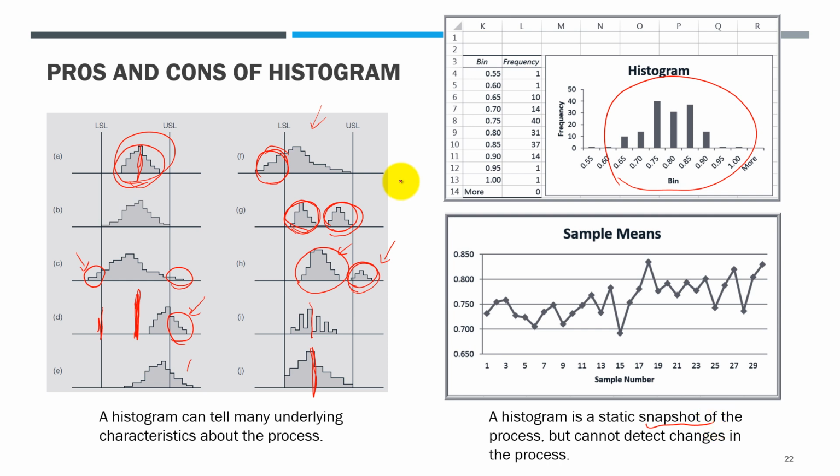For example, if you look at here, the control chart is clearly operating based on two different averages. Ever since 16, it looks like the average has changed, but you can't really tell by just looking at the histogram. So we use a histogram to assess the overall distribution of the process, but we can't really use a histogram to detect whether the process has changed or not.